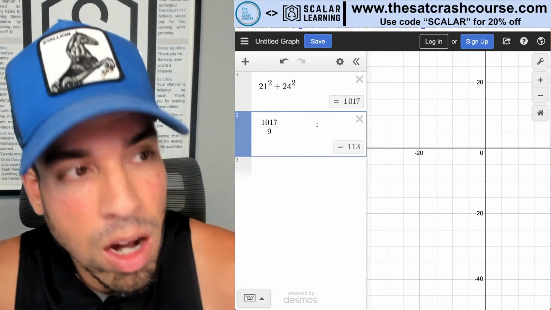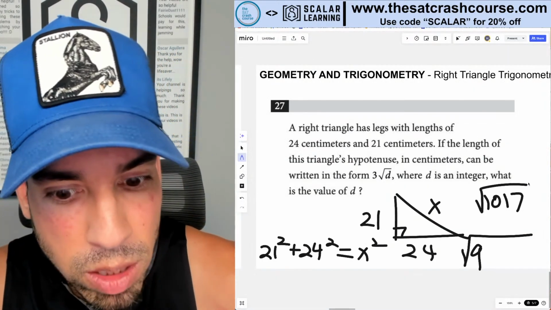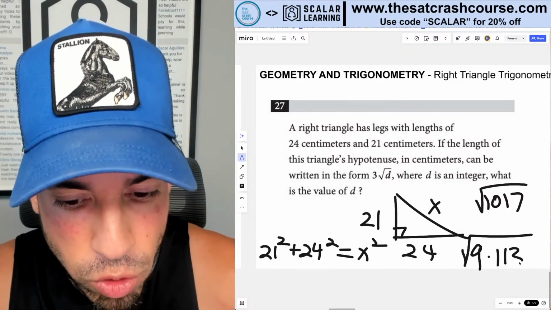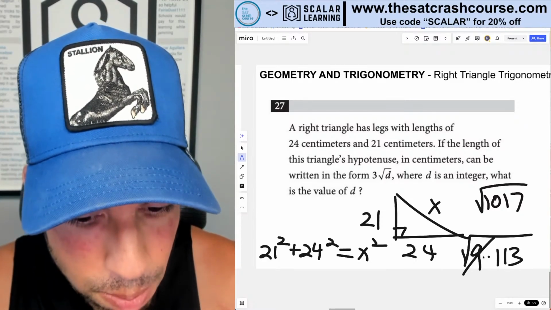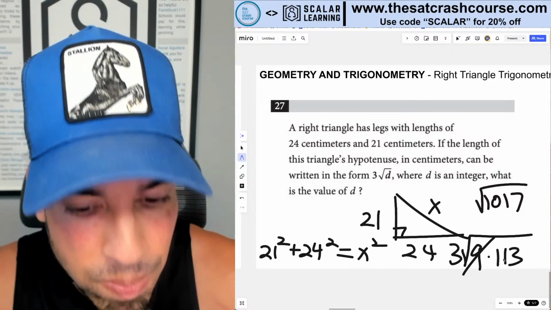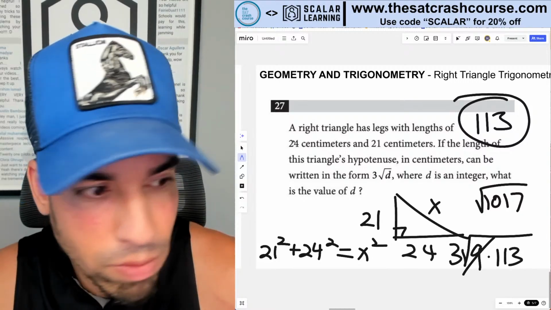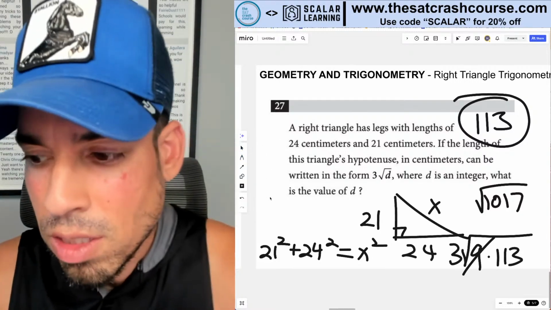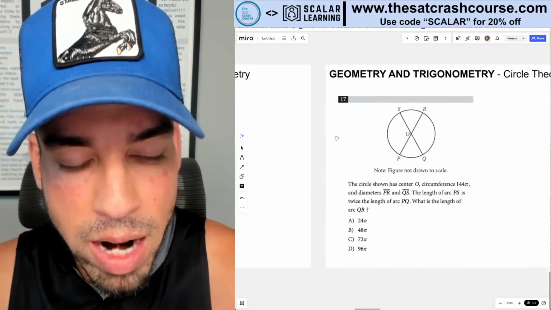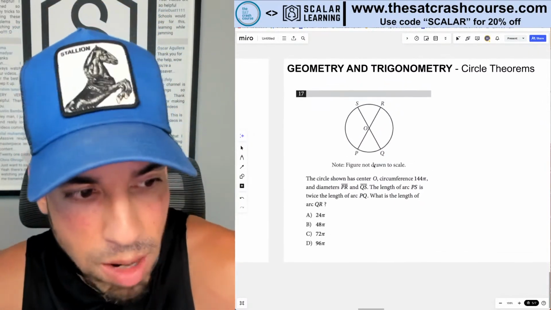1,017 divided by 9. It is the case. You'd be left with 113. So 9 times 113, we take the square root of 9, pull that out because it's a perfect square, and we got a 3. What's left inside is 113, which means D is 113 for the win. Boom, done, right? You notice how this is a right triangle problem, but it's also a radical hybrid, square root hybrid. Okay.